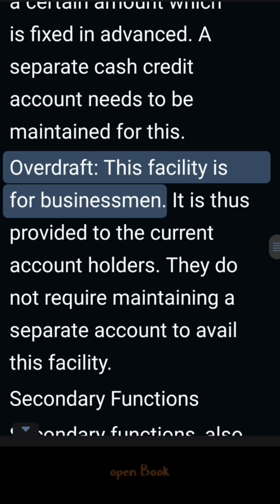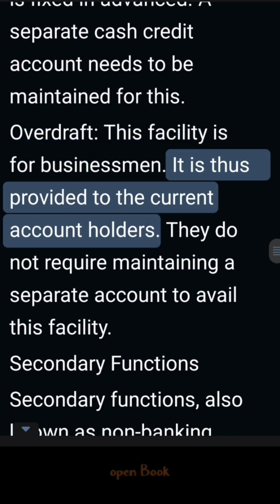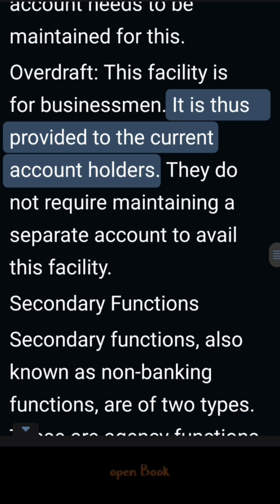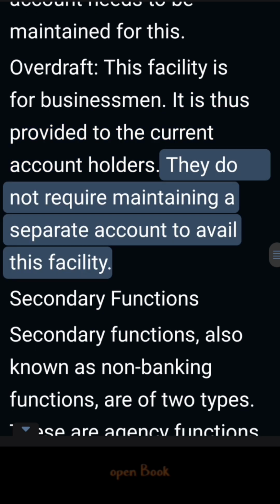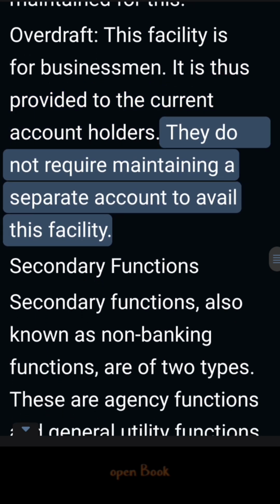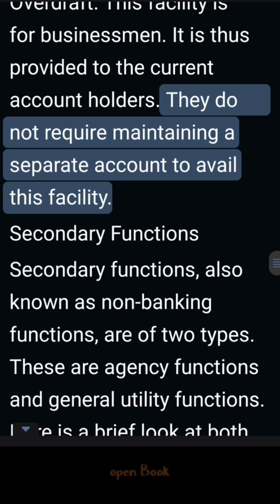Overdraft. This facility is for businessmen. It is thus provided to the current account holders. They do not require maintaining a separate account to avail this facility.